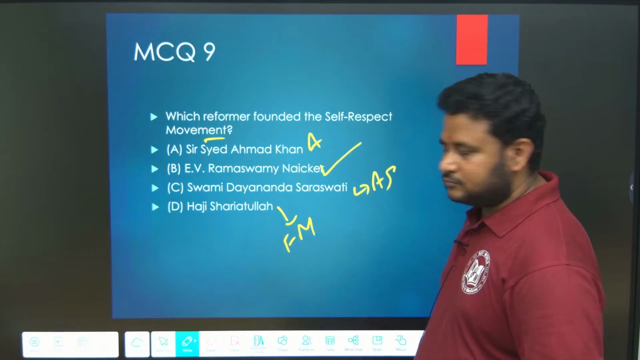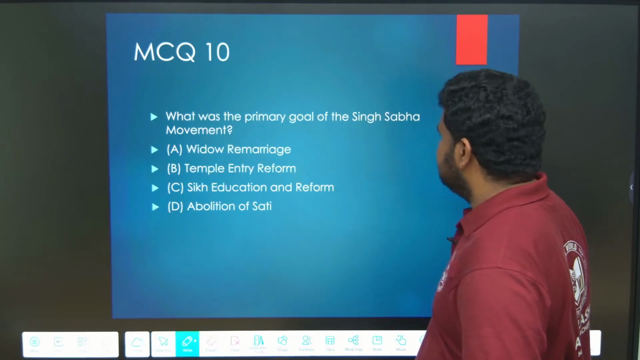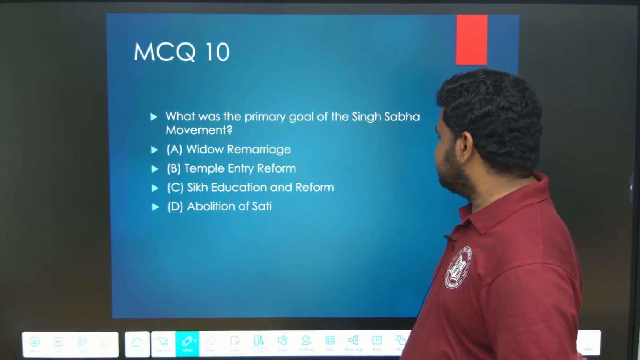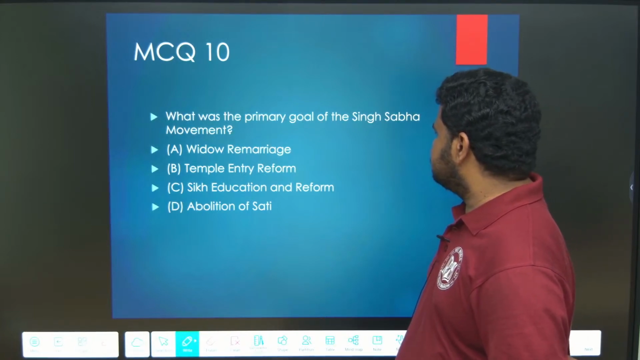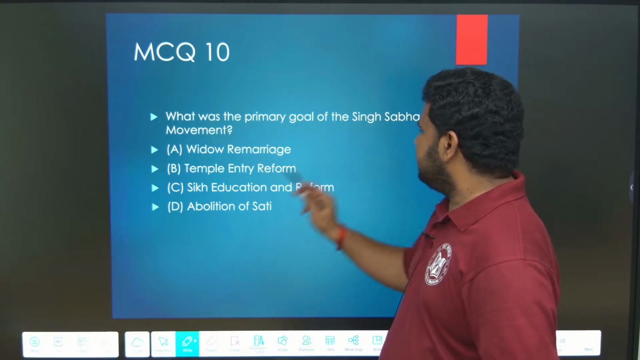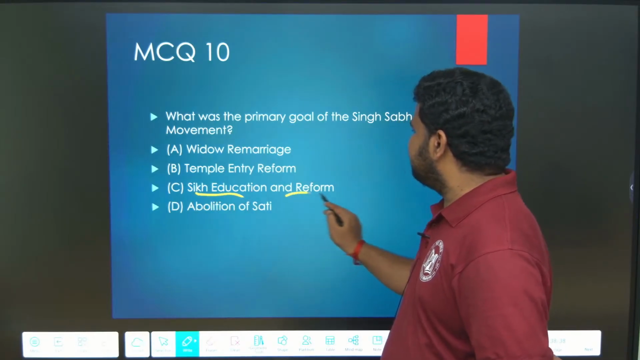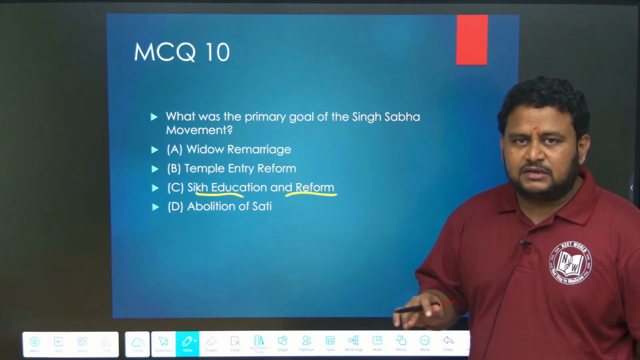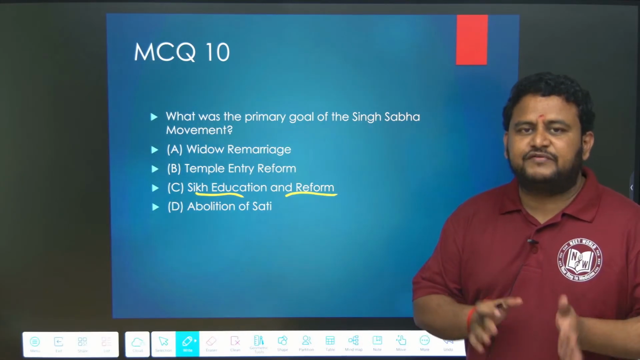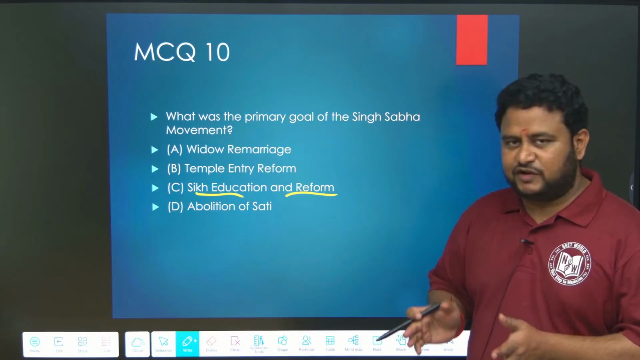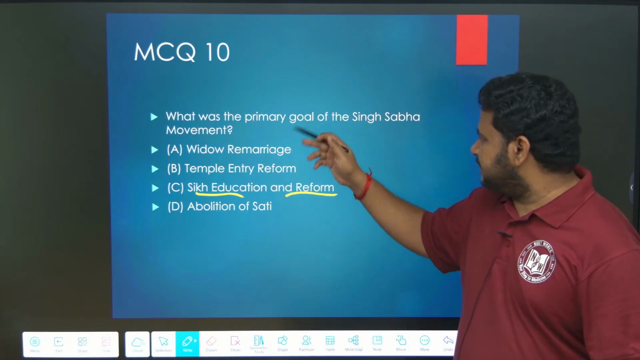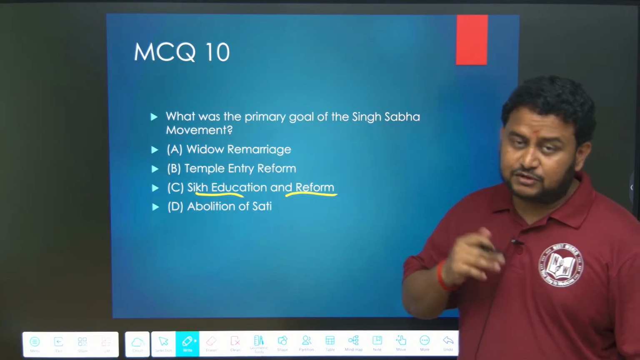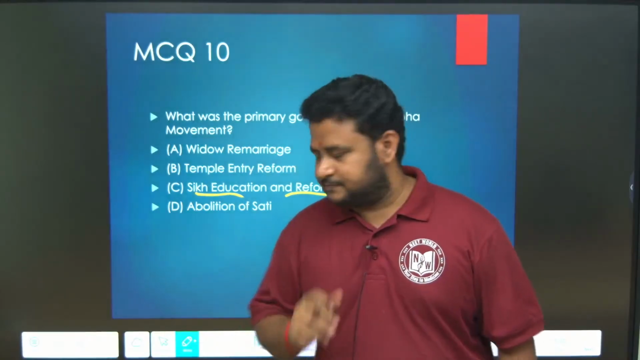Next one. What was the primary goal of the Singh Sabha movement? Widow remarriage, temple reform, Sikh education and reform, abolition of sati. It was Sikh education and reform, in the sense of bringing the Sikhs out of Christian influence. That is the main goal of the Singh Sabha movement. It was founded by Thakur Singh and also Gyan Singh.